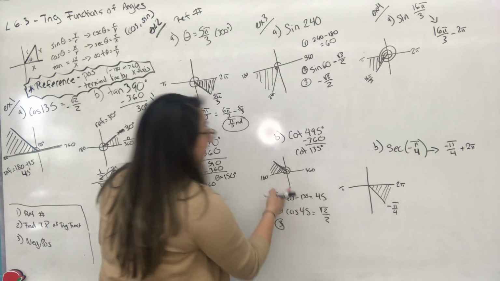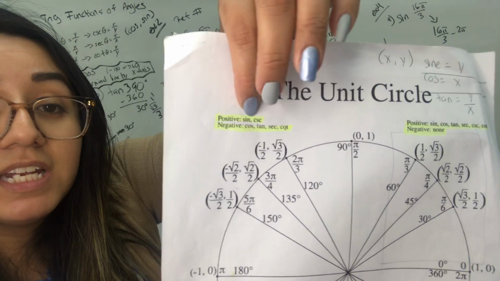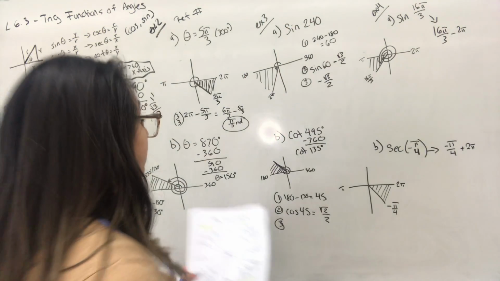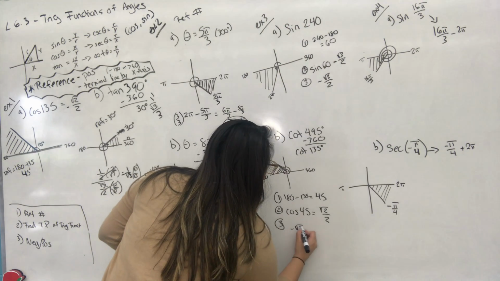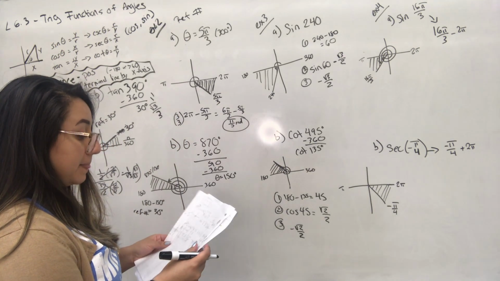And then the third thing is, it's in the second quadrant. The only thing positive is the sine in the second quadrant. So that means it's going to be a negative radical 2 over 2. And that will be your answer.